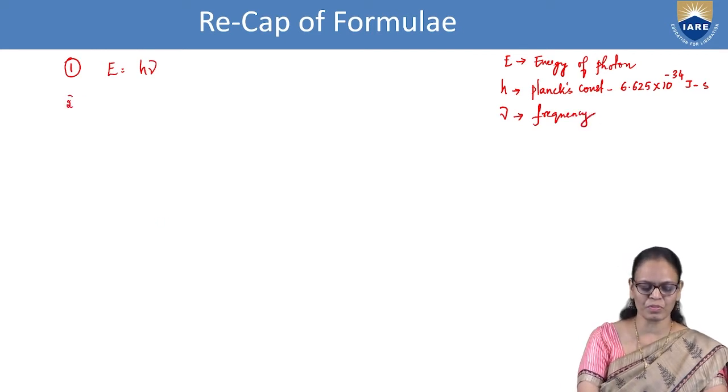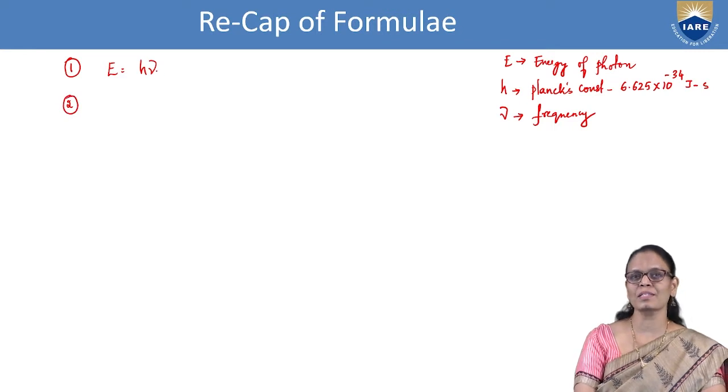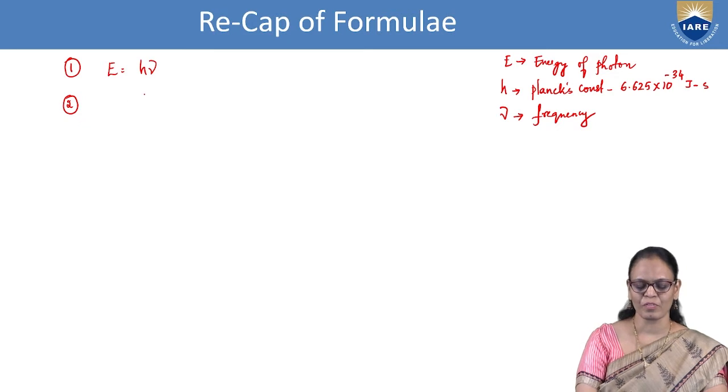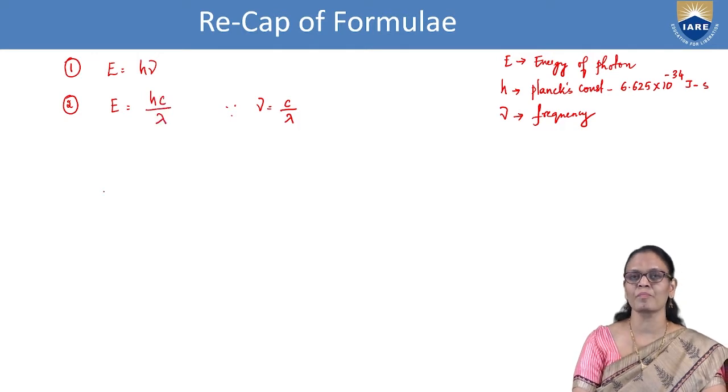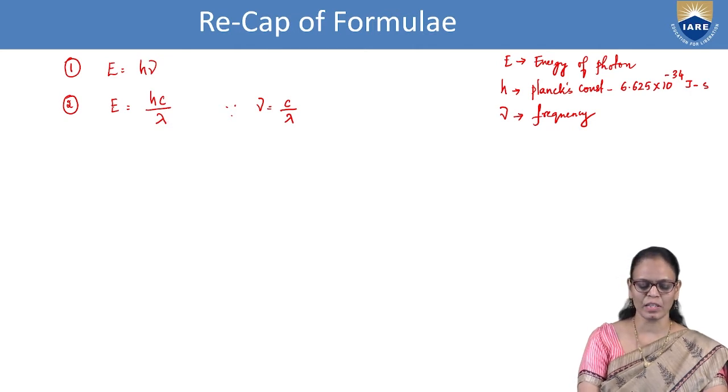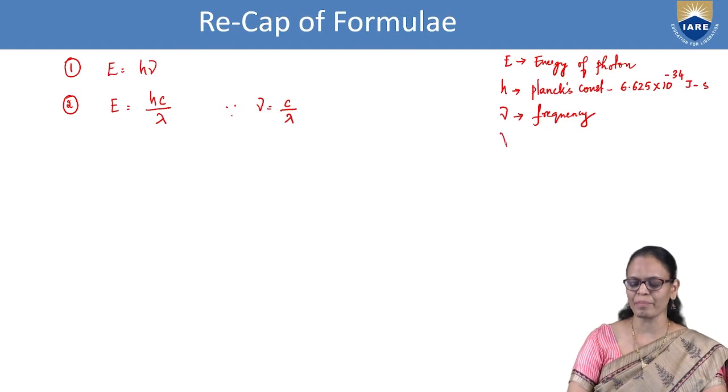Now, if the frequency is not given and lambda is given, we know since nu is equal to c upon lambda, we can write this energy as E is equal to hc upon lambda. Means, knowing the wavelength of the radiation, the energy of the photon can be calculated. So, lambda here represents the wavelength.